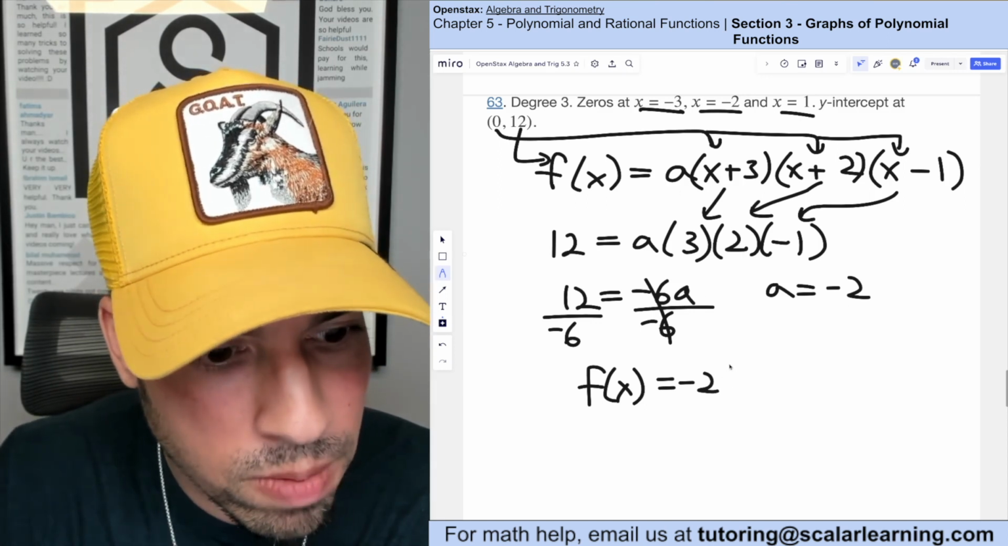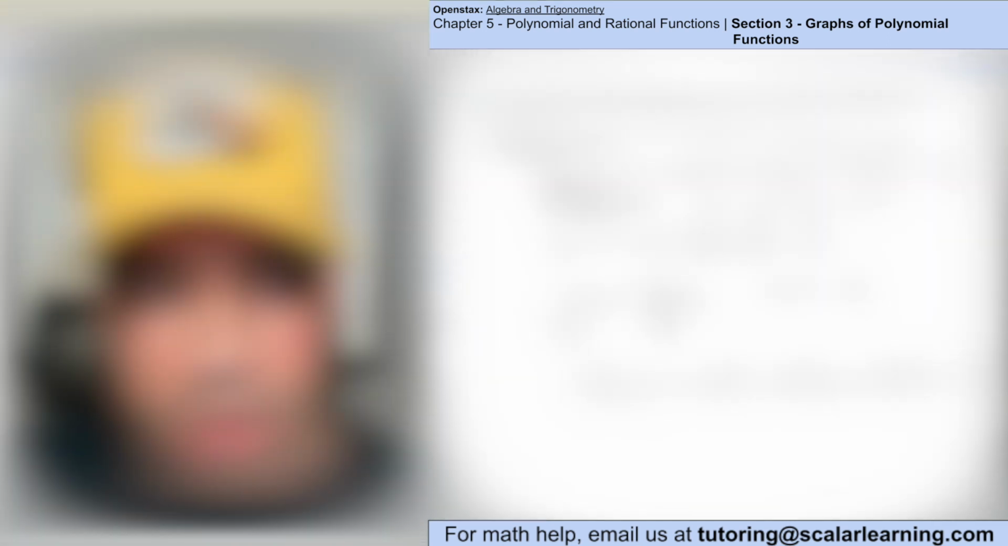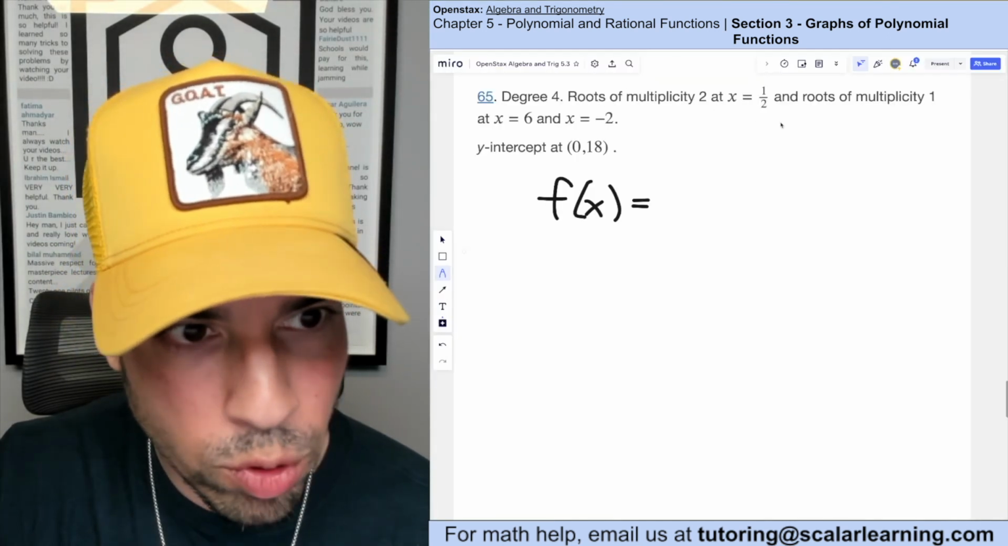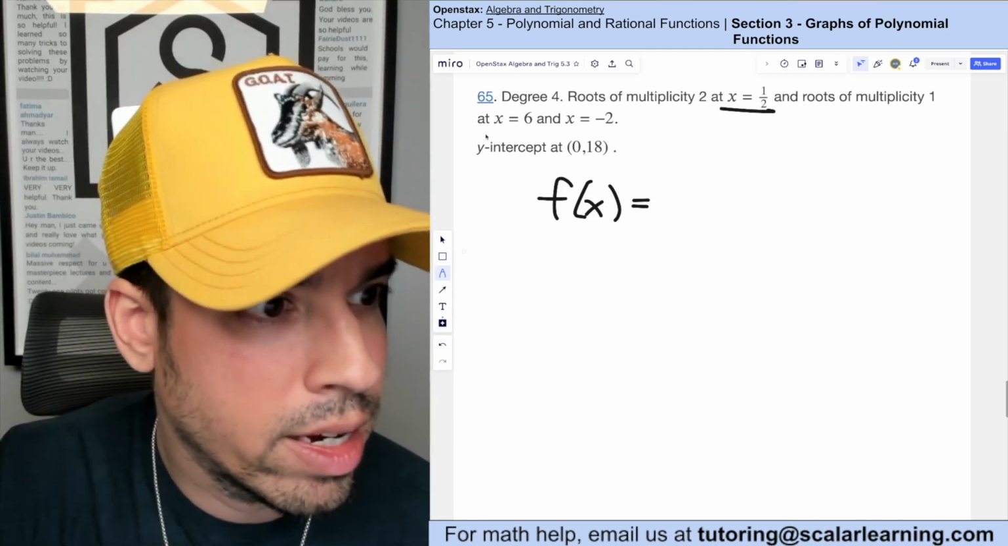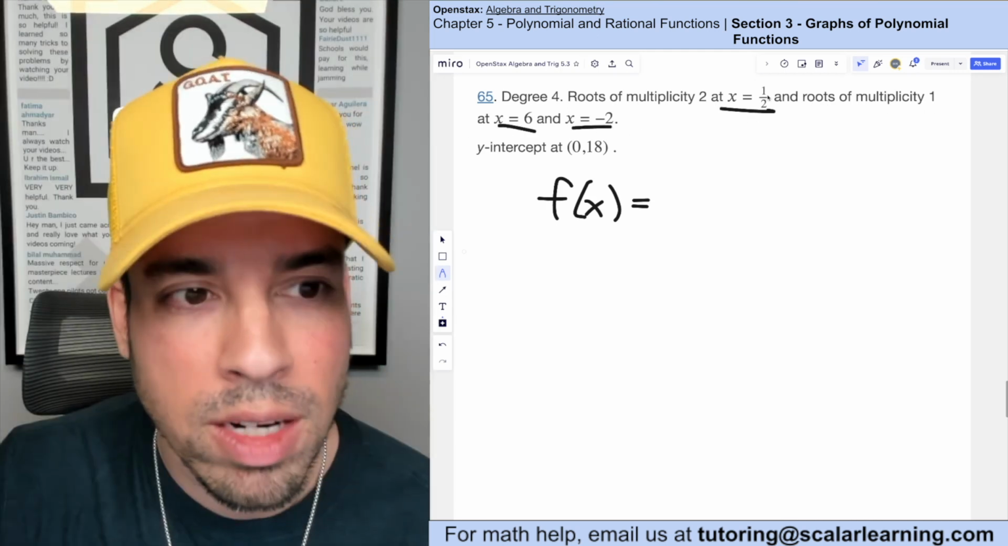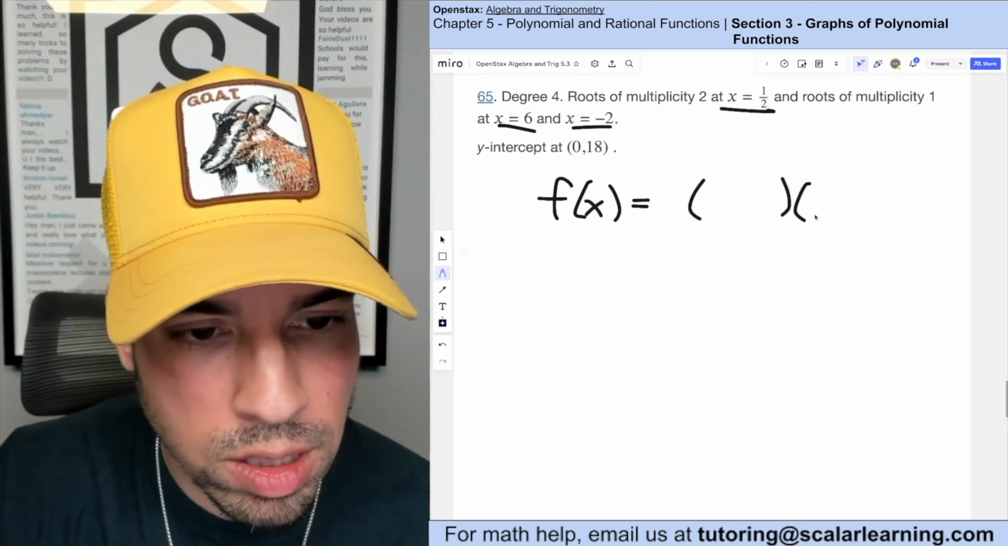I'm just plugging that in here, and then everything else stays the same. And there's your answer, boom, done. Here we've got a 0 or a root, same thing at 1/2, and a 0 at 6 and negative 2. Now this has a multiplicity of 2, and these other ones have a multiplicity of 1.